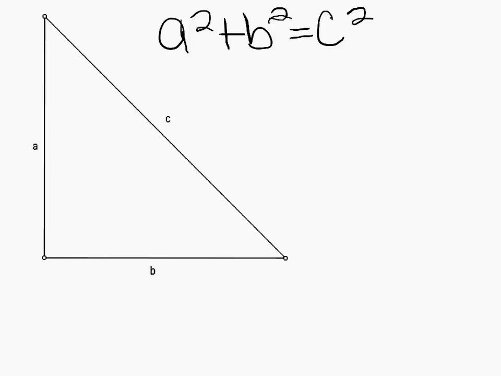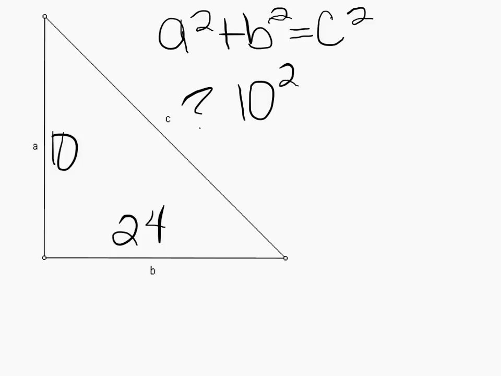So let's do a triangle where a is 10, and b is 24. It'll get squared eventually. So now we're looking for c. How do we find c? We plug all of our numbers into the Pythagorean theorem. So our a is going to be 10, so we're going to do 10 squared, plus our b, 24 squared. And we don't know what our c is yet, so it's still c squared.